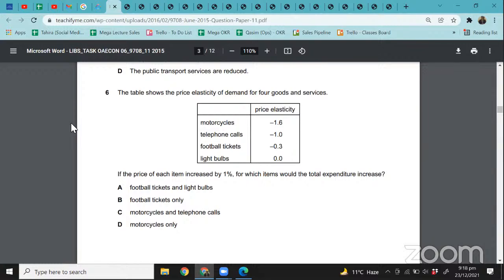Do you remember we talked about this, that in the case of elasticity, more elastic and less elastic, what happens to the revenue when price changes? We talked about that, right? Now the question is saying if the price of each item is increased by 1%, for which of the items would total expenditure increase? Right. So Zohan is saying B.